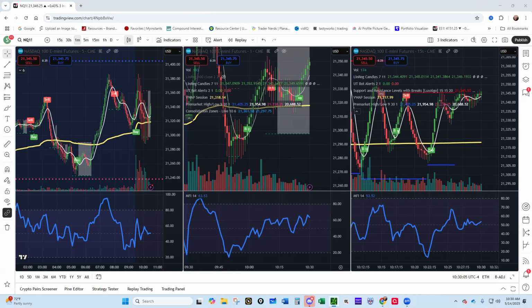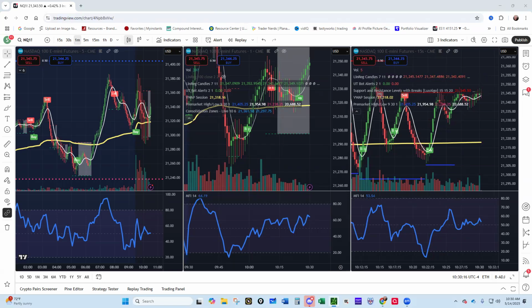Now, I will say this on the TQ, there was a buy signal below the VWAP at around 9:22, 9:23. And if you'd have taken it long and stayed in it, you'd have been up almost 60 cents.